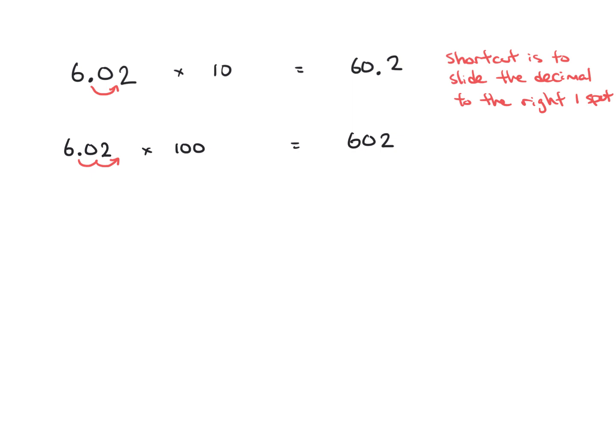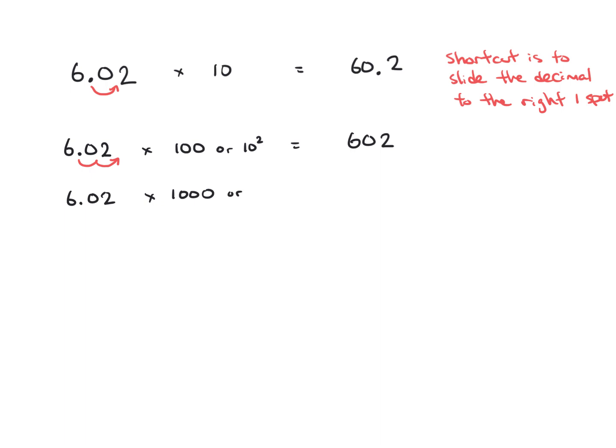Okay, so what is another way to write 100 again? Another way to write 100 is 10 squared, 10 times 10. Okay, so if you are multiplying a number by 10 squared, you will slide the decimal place over 2 times. And what about if you're multiplying by 1,000? Or what's another way to say 1,000 again?